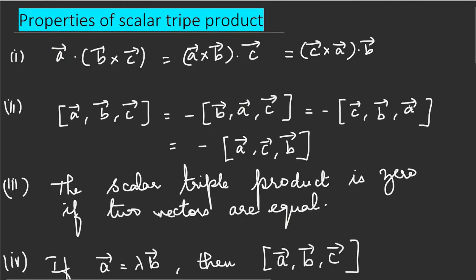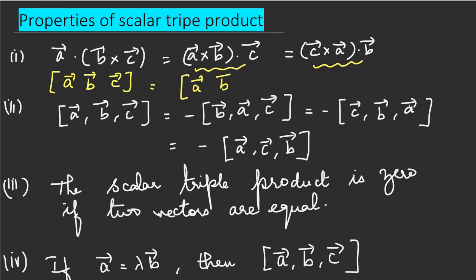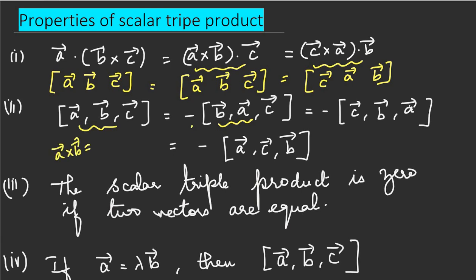Moving on to the properties of scalar triple product. A dot B cross C can be written as A cross B dot C or C cross A dot B. Written in cyclic order, the value does not change. That is, the box product of A vector, B vector, C vector can also be written as C vector, A vector, B vector. Cyclic order, the value doesn't change. If the order is changed, AB is written as BA, then we give a minus sign, since we know that A cross B is equal to minus B cross A.